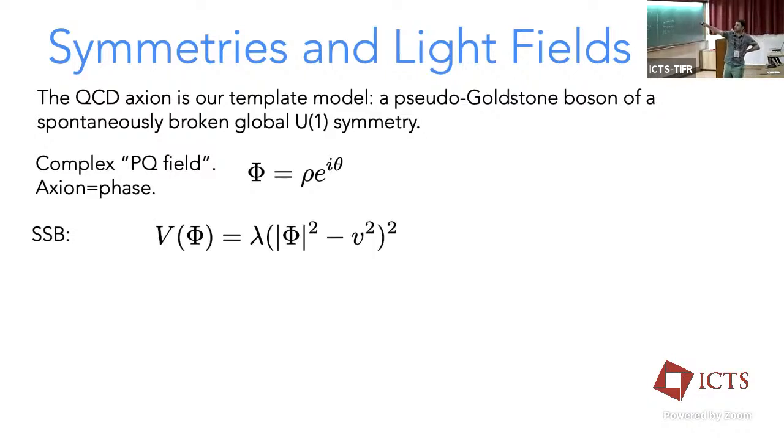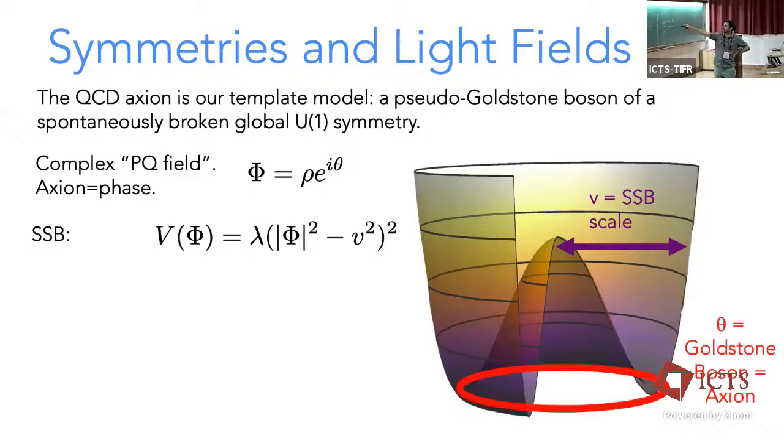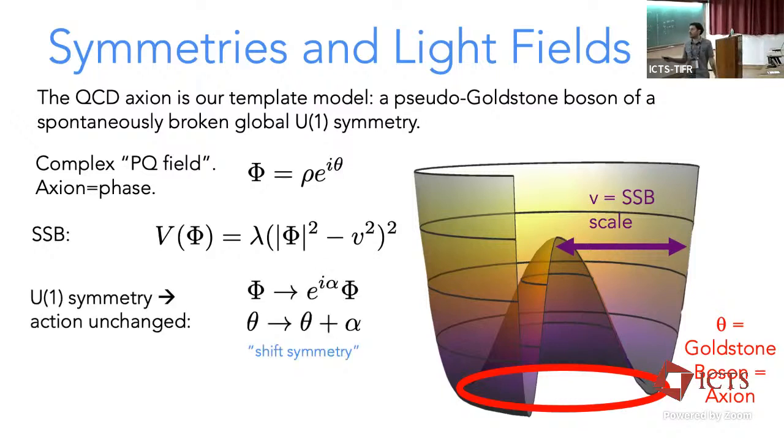Spontaneous symmetry breaking means we have this wine bottle-like potential here, and the potential looks like this. v is the spontaneous symmetry breaking scale, which is the distance from the maximum in the middle to the punt around the bottom of the wine bottle. And the Goldstone boson, the axion, is the angular direction around here. So when this field gets a vacuum expectation value and spontaneously breaks the global symmetry, there's a field theta that goes around like this, which is the nonlinear realization of that symmetry.